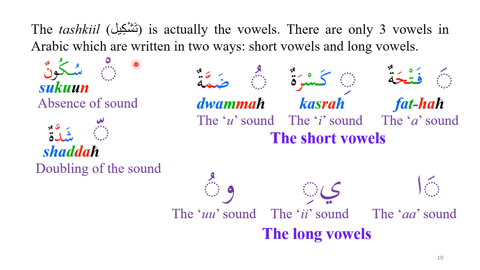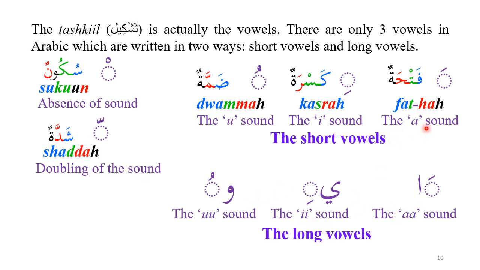Okay, so this tashkil is actually the vowels in Arabic. There are only 3 vowels in the whole of the Arabic language, and these are written in 2 ways, as short vowels and long vowels. The short vowels are the fatha for the a sound, the kasra for the e sound, and the dhamma for the u sound. And if there is no vowel, it is known as sukun, the absence of a sound. And the doubling sound is shown as shadda. This sign shadda is shown as a doubling sound.